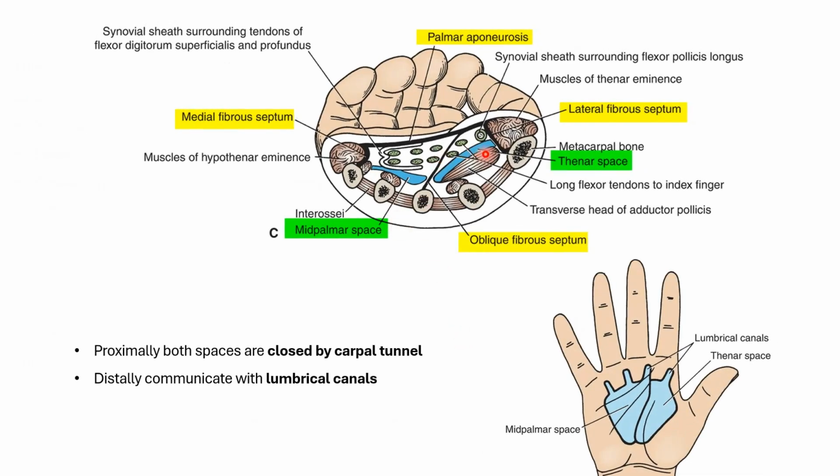You can see this is the thenar space. It is located deep to the long flexor tendon of the index finger and the flexor pollicis longus tendon. And this is the mid palmar space. It is located deep to the flexor tendons of the 3rd to 5th fingers. And you can see this is the lumbrical canal. It is a continuation to the digits or fingers. Proximally both spaces are closed by the carpal tunnel and distally communicate with the lumbrical canals. You can see these are the lumbrical canals.